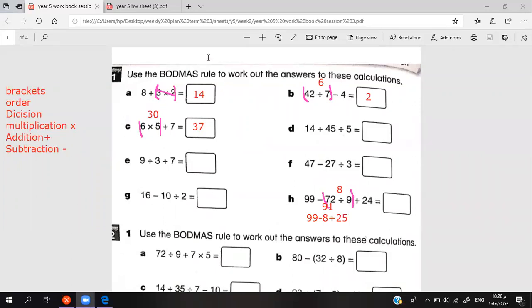99 minus 8 is gonna give me a 91. Now the new question is 91 plus 25. 5 plus 1 is 6. 9 plus 2 is 11. So it's 116. Pause me now please and try to answer D, E, F, and G and come back to see how we're gonna do it. Okay?